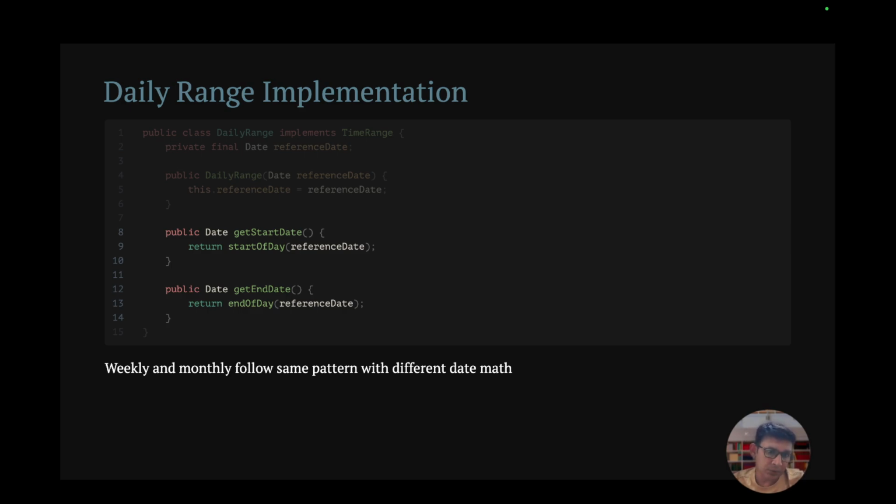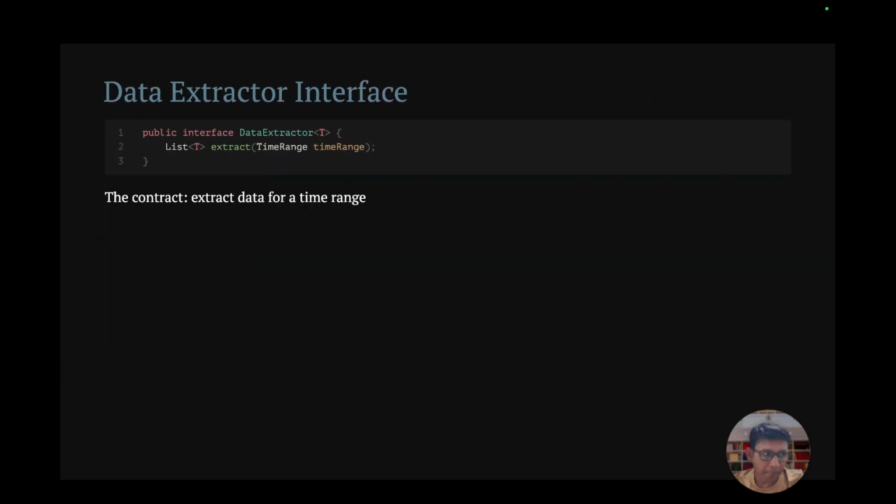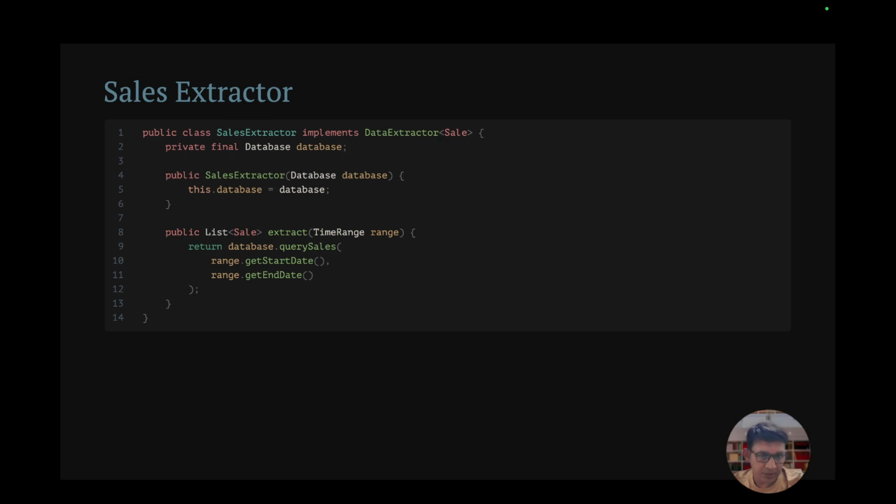This, to a lot of you familiar, is the strategy pattern where you are encapsulating each variation behind a common interface. Now, let's look at data extraction. Here's the interface. The contract says extract data for a time range. Here's how we go ahead and extract sales data. We take the database in the constructor. When extract is called, we query between the time range boundaries.